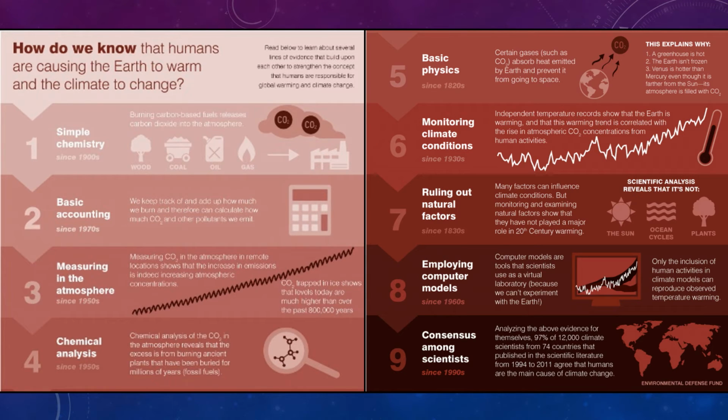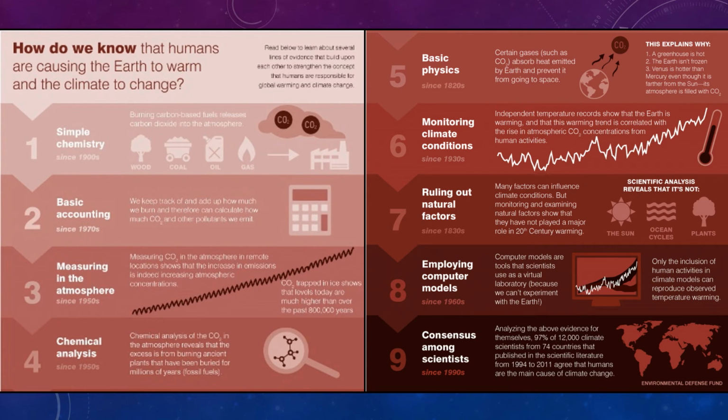Number 6, monitoring climate conditions. Independent temperature records show that the Earth is warming, and that this warming trend is correlated with the rise in atmospheric CO2 concentrations from human activities. And we can, number 7, rule out natural factors. Many factors can influence climate conditions, but monitoring and examining natural factors show that they have not played a major role in the warming that we've seen in the 20th century and 21st century.